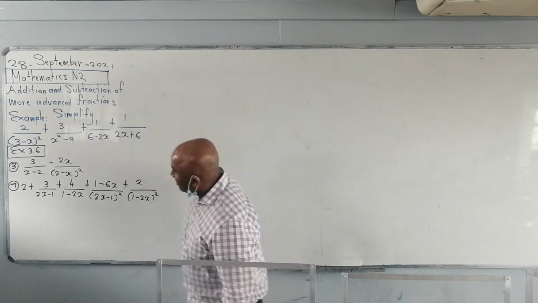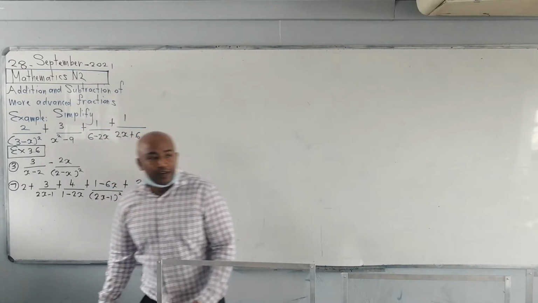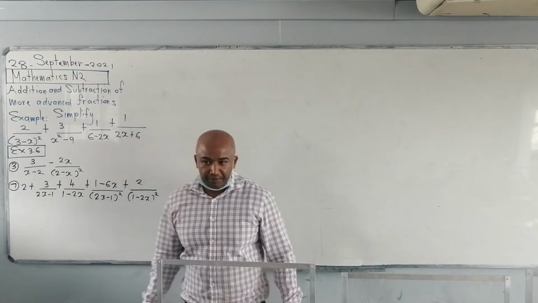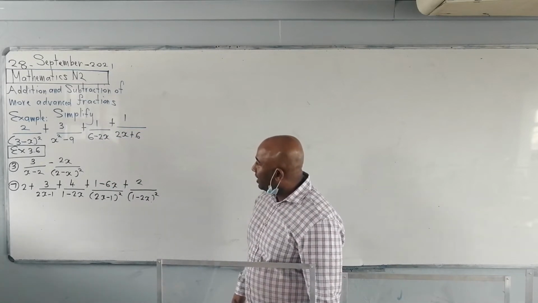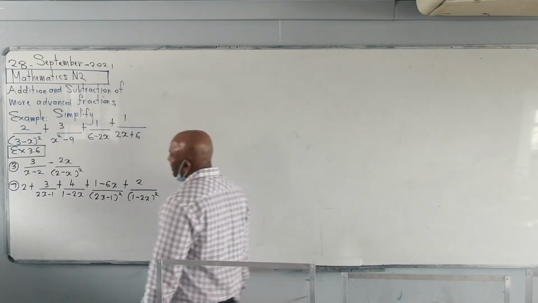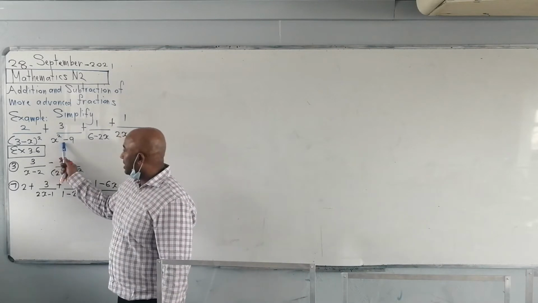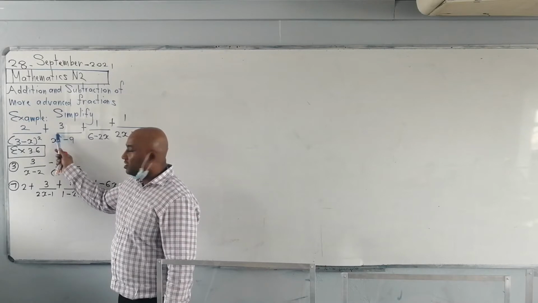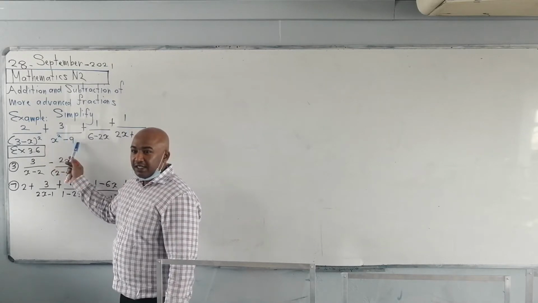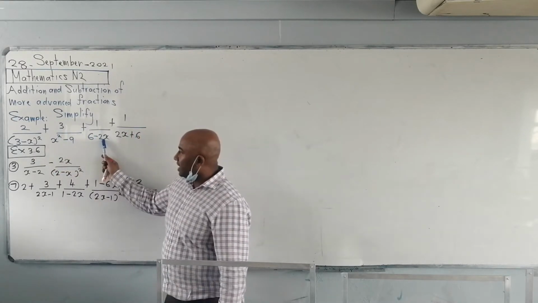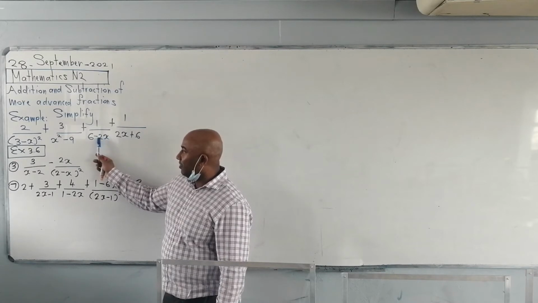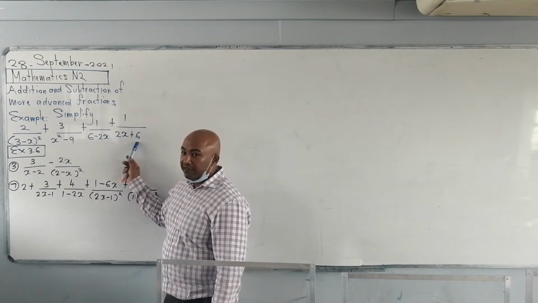Now, the rule when we're dealing with fractions is try and factorize everything. Now let's see, what do we need to factorize here? This needs to be factorized. It's a difference of 2 squares. Can you see that? 9 is 3 squared. This can be factorized. I can take out a common factor here. I can take out a common factor there.